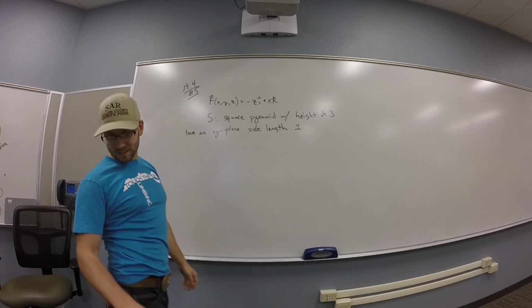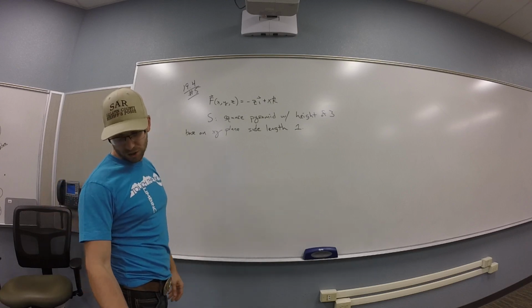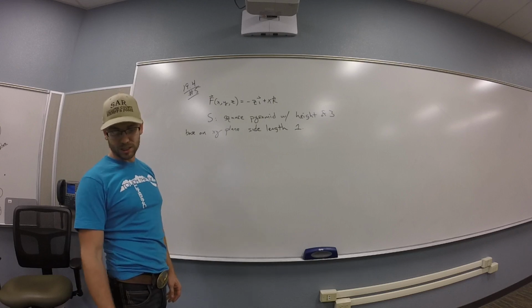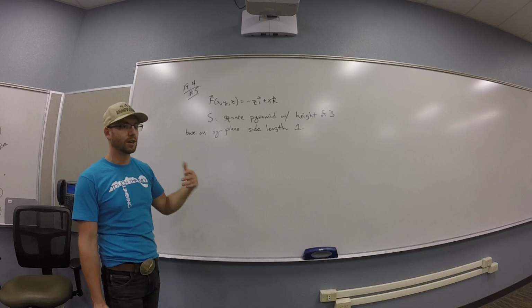Okay. And then they tell me that I'm supposed to compute the flux 2 different ways, directly and using the divergence theorem. And in each case, they tell me the surface is closed and oriented outward.